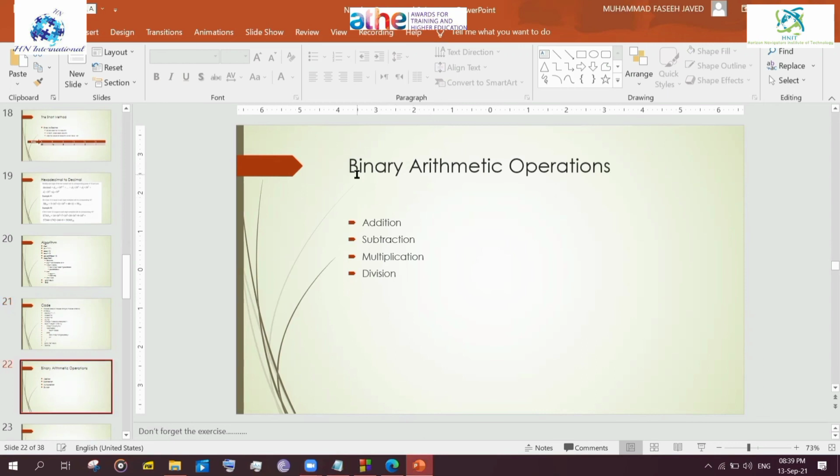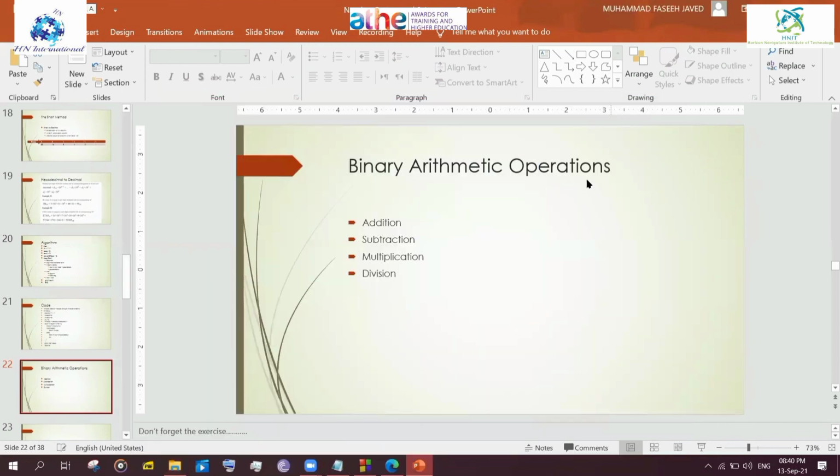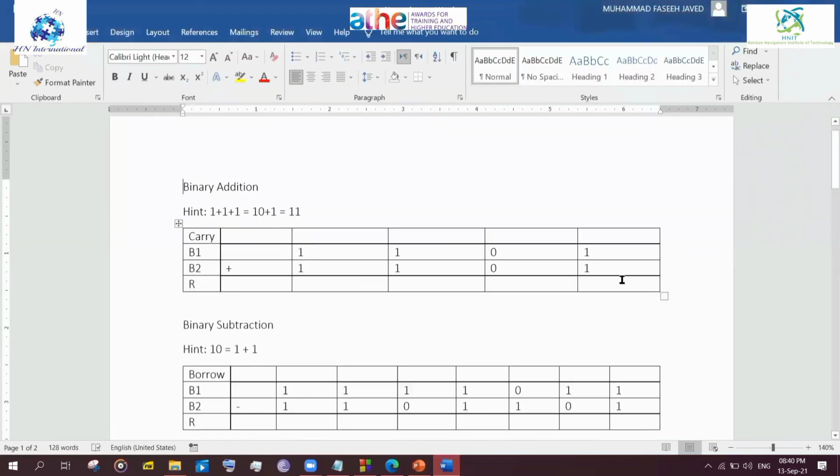Here we have binary arithmetic operations. We will see addition in binary, how we can add two binary numbers, how we can subtract two binary numbers, multiplication and division. Okay, for that I have notes. Okay, is this visible? Yes, sir. Okay.